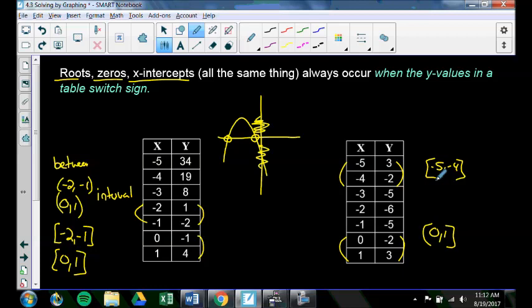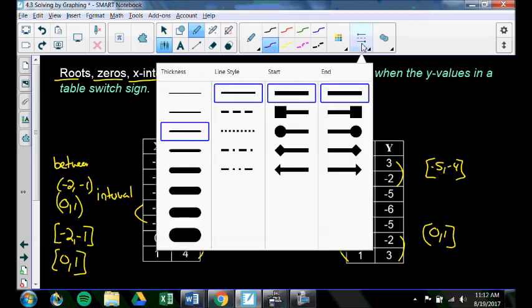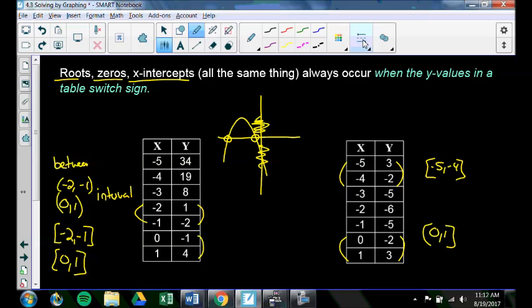But it doesn't have to just be roots. I could also say, okay, where are the x values where the y value is equal to negative 3? Where does y equal negative 3?